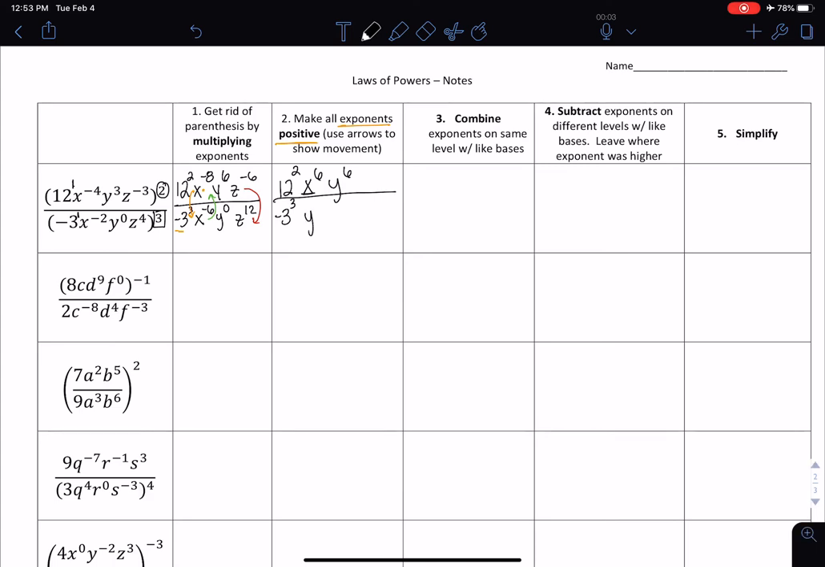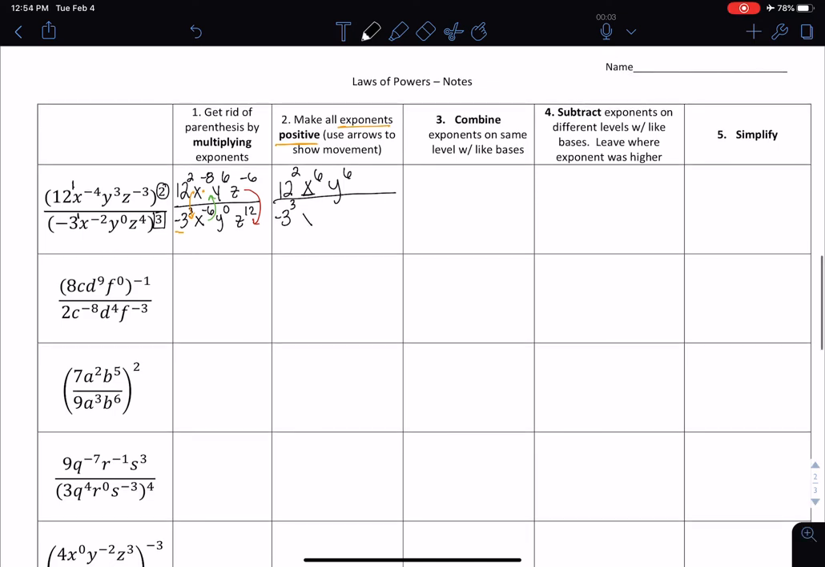The Y to the 0 is good. And I forgot to write the X, sorry. The X to the 8th moved down. Y to the 0. Z to the 12. And I brought down the 6 Z's.